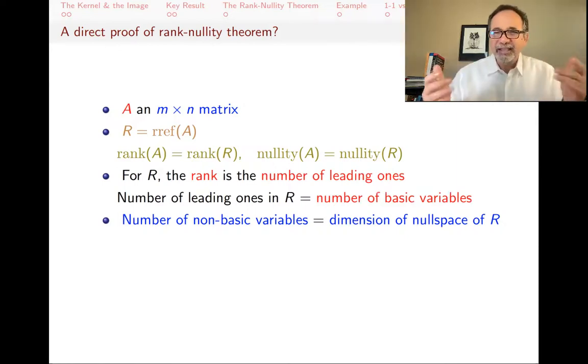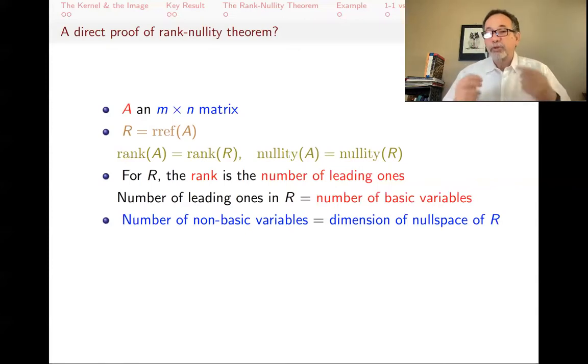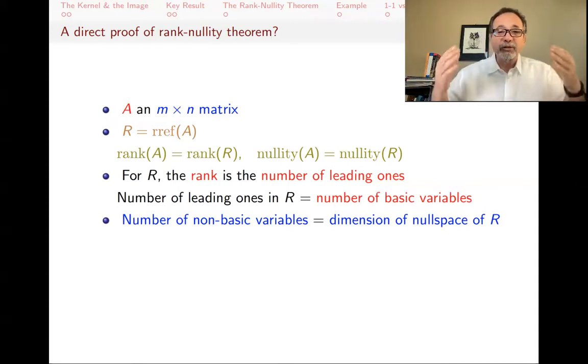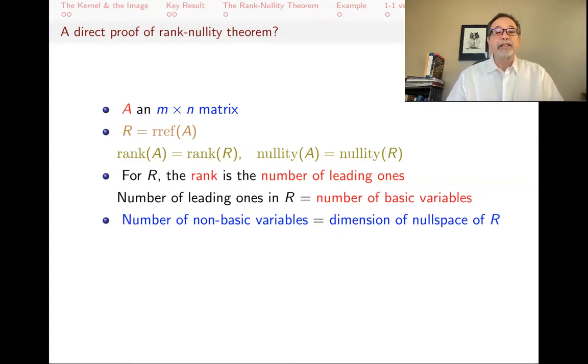Now, this is the part that I say is a little bit shaky: why is that exactly the dimension? Well, you can make that precise, as I said, by thinking about how you write the basic variables in terms of the non-basic variables and making sure that everything is linearly independent. You can get a basis for the null space by making every non-basic variable equal to 1 and everything else equal to 0.